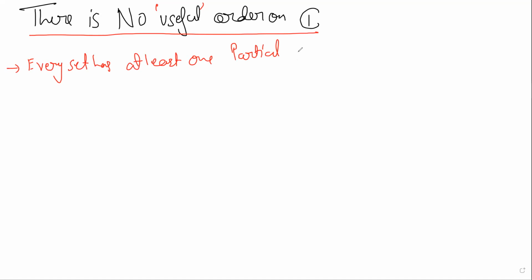Every set has at least one partial order. This is obviously silly because you can just give no order, and that's also partial. That is extremely partial, but you cannot deny that it's a partial order. But yeah, every set has at least one partial order. There is really no problem with that. In fact, every set has at least one total order. There is no problem with this either.